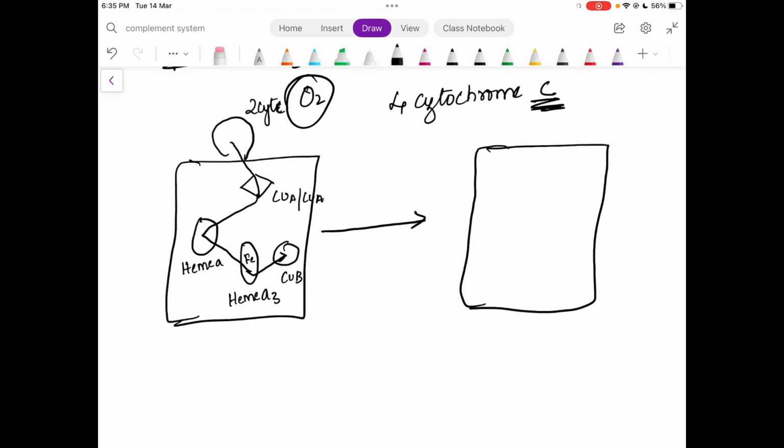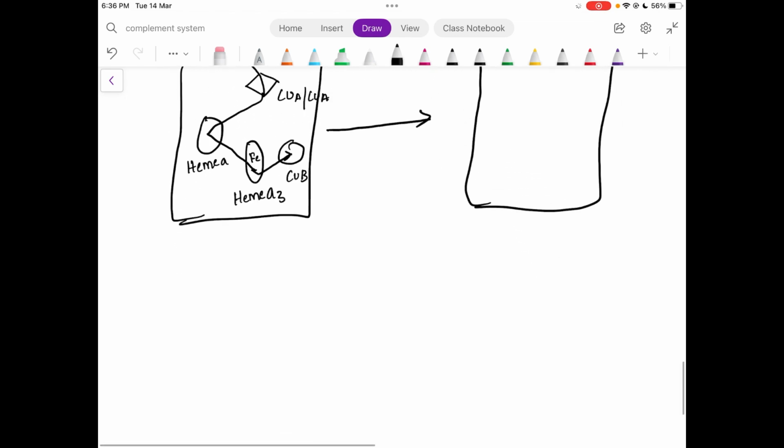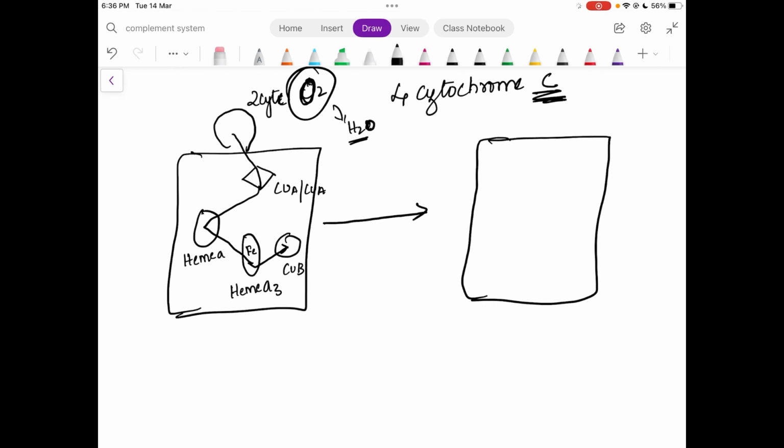should be broken down. Okay, why does it have to be broken down? In complex 4 we have to get a water molecule. This water molecule will contain only one oxygen atom, and we have to break this oxygen molecule into two single atoms. O2 has to be broken into 2 O's. Okay, 2 O's. This is done with the help of the passage of electrons from cytochrome C to copper A and heme A3 and copper B. What will happen here? This is copper B, this is heme A and heme A3. Okay, this is copper B.